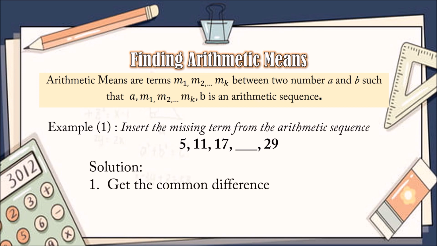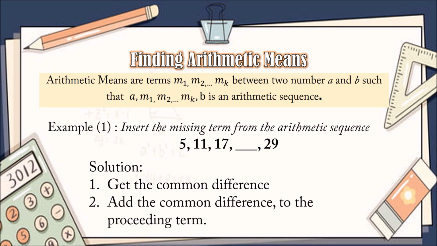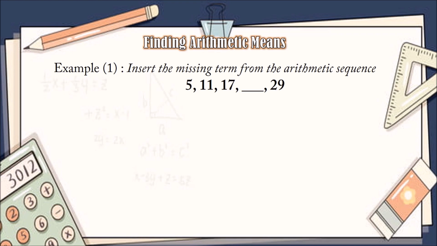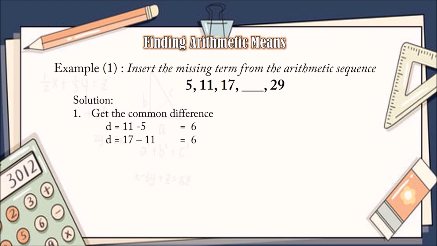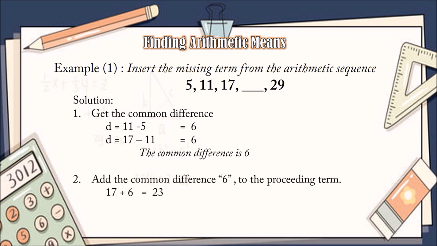Solution: first, get the common difference. Second, add the common difference to the preceding term. To find the missing term, first step, get the common difference. So, the common difference will be 11 minus 5 is equal to 6. 17 minus 11 is equal to 6. Therefore, the common difference of the arithmetic sequence is 6. Second step, add the common difference 6 to the preceding term. Therefore, 17 plus 6 is equal to 23. So, the missing term in this arithmetic sequence is 23.